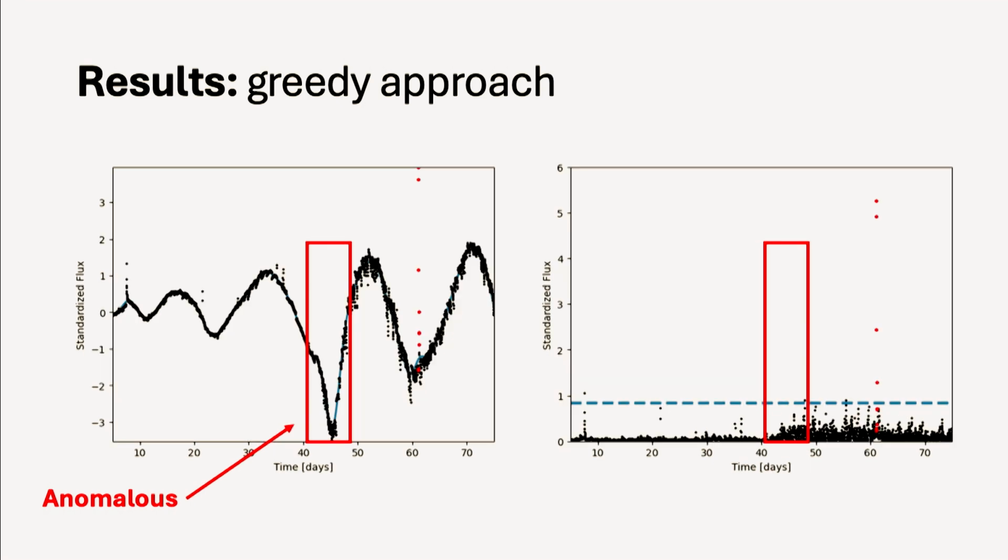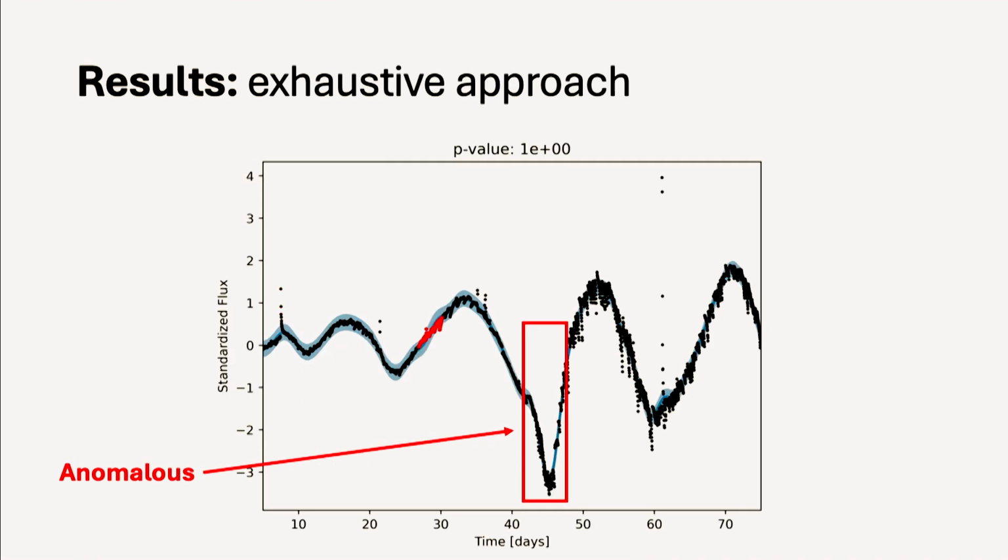But the greedy approach fails on very long period anomalies, which we can see is anomalous by our eyes, this large dip. But because the Gaussian process is able to fit to this anomaly, it is not identified as anomalous by the greedy approach because there are no residuals. But this is where the exhaustive approach is very effective. Although it is more expensive, when it iterates over the interval that contains the anomaly, holds it out and evaluates its p-value under the learned multivariate normal on the rest of the light curve, it has a very low p-value. And so it detects the long period anomaly.